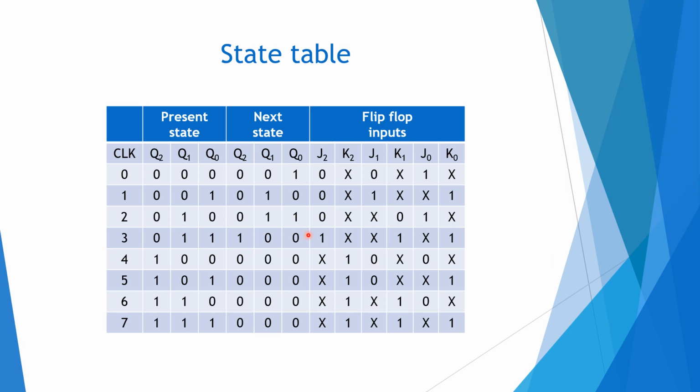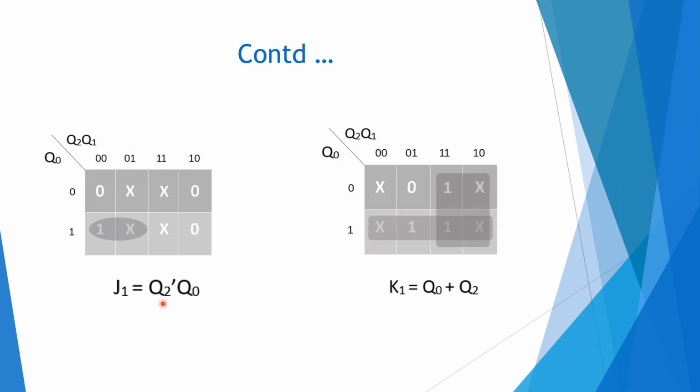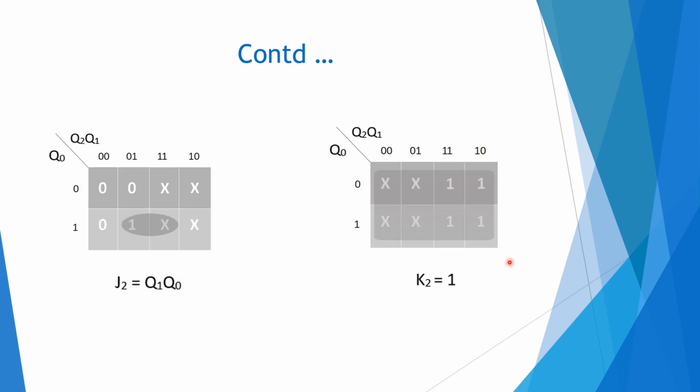So these are the flip-flop inputs according to the state transitions here. Here again we are using JK flip-flops. So this is J0 equal to Q2 bar, K0 equal to 1, J1 equal to Q2 bar Q0, K1 equal to Q0, and J2 equal to Q1 Q0, K2 equal to 1.